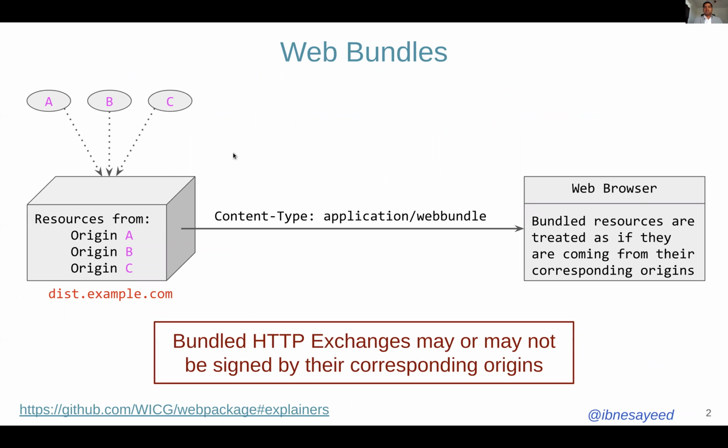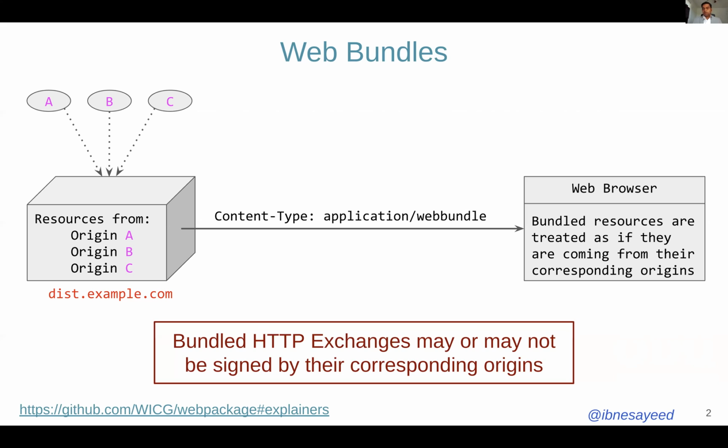Web bundle is an emerging web technology. It's a format of packaging multiple resources in a single bundle. These resources can be from a single origin or from multiple origins, and the whole bundle can be delivered by any distributor, be it another origin or a thumb drive or something else.